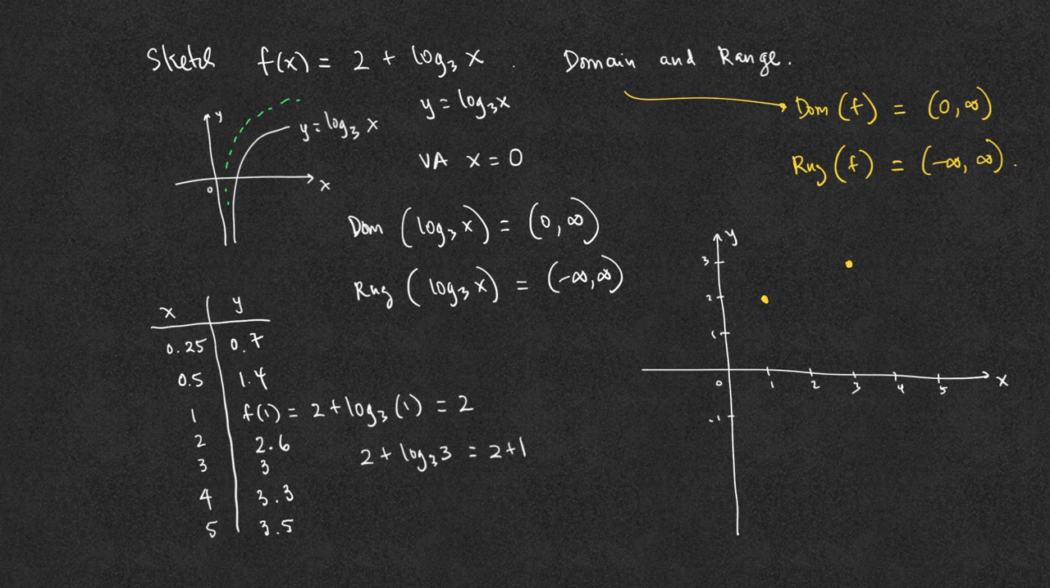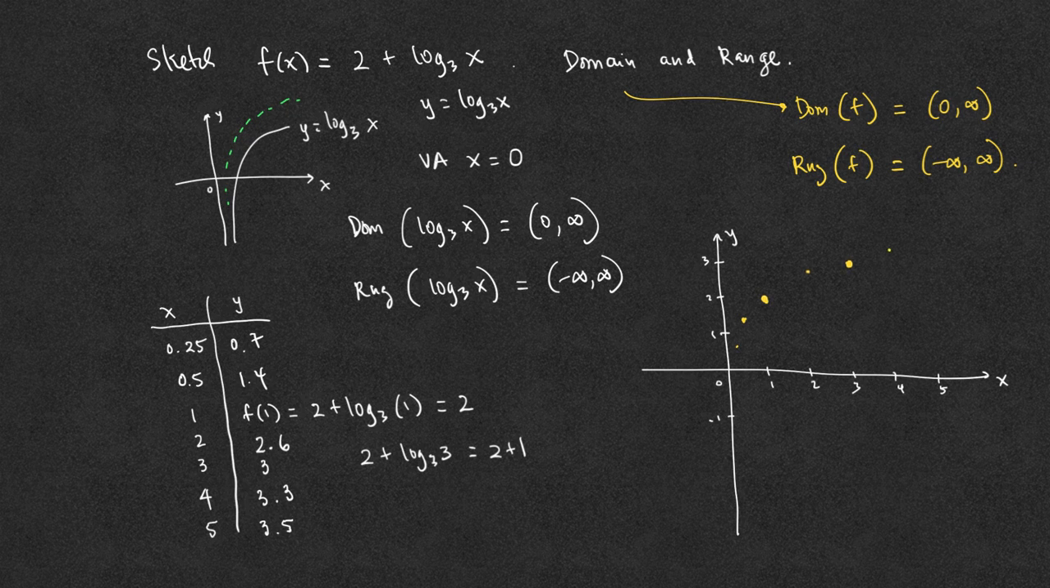When x equals 0.5, y is 1.4. And so, there. When x equals 0.25, y is 0.7. When x equals 2, y is 2.6. And when x equals 4, y is 3.3.